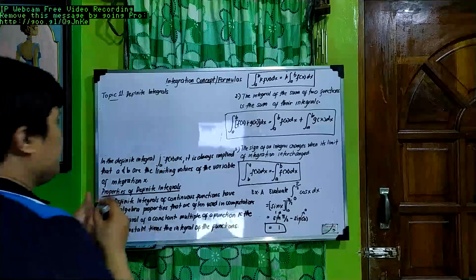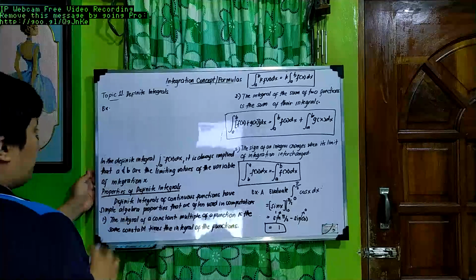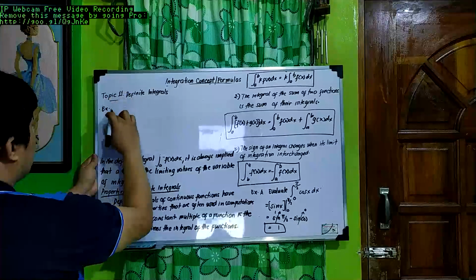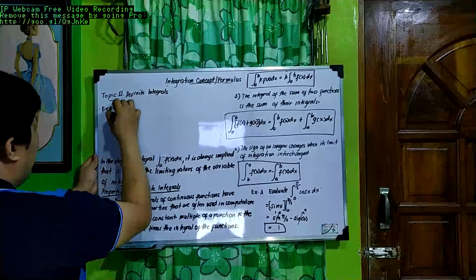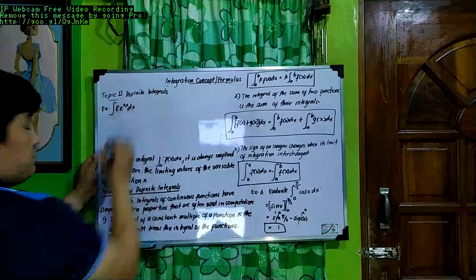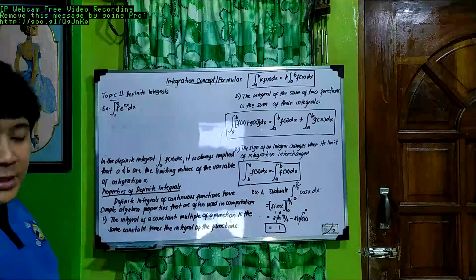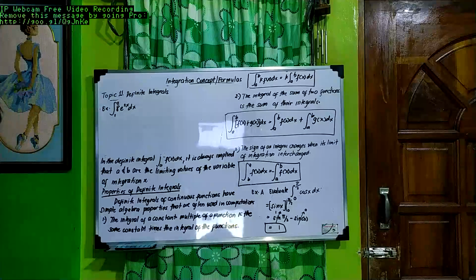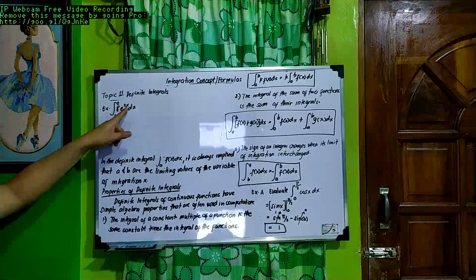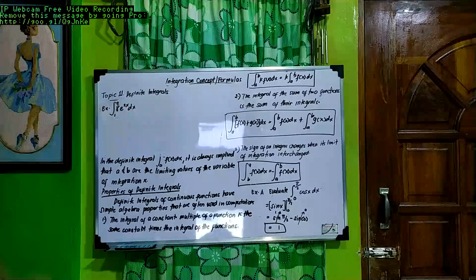Okay. Let's have another example which explains the first property of integral. Our example is the integral of 8e raised to the power of 2x dx, with limits from 1 to 2. So our given is 8e raised to the power of 2x dx with limits from 1 to 2.